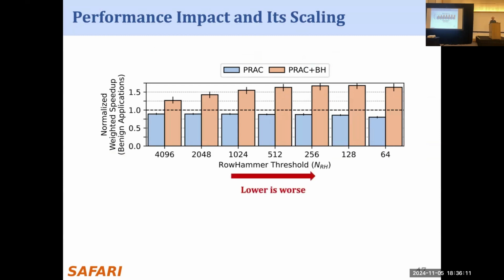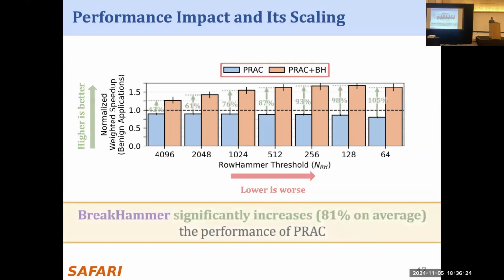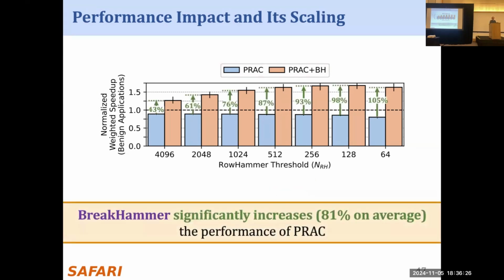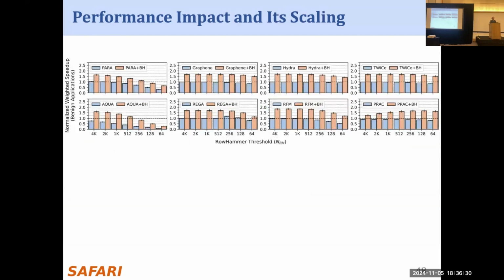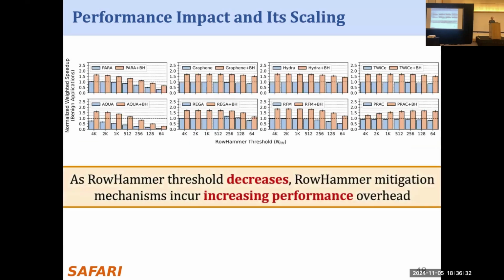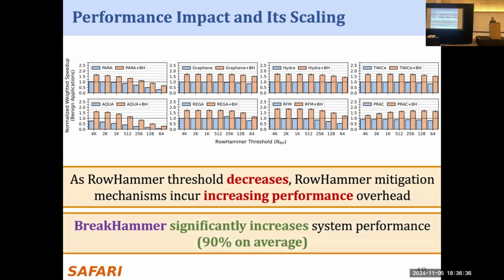Here, the x-axis is the decreasing RowHammer threshold. Y-axis is the weighted speedup of benign applications normalized to a system with no RowHammer defense. And bars identify mitigation mechanisms with and without BreakHammer. From Preg results, we see that BreakHammer significantly improves performance. And when we look at the trends across all evaluated mechanisms, we first see that as the RowHammer thresholds decrease, all mitigation mechanisms incur more overhead, and pairing them with BreakHammer has significant performance benefits.